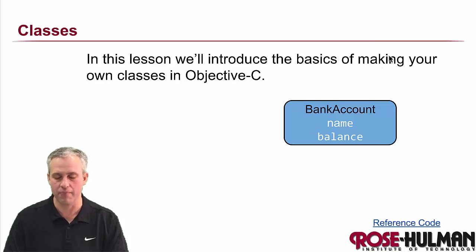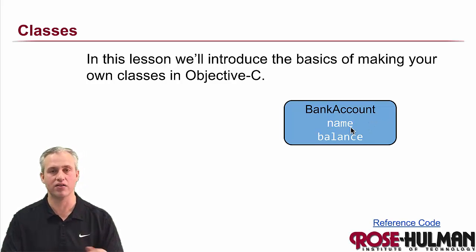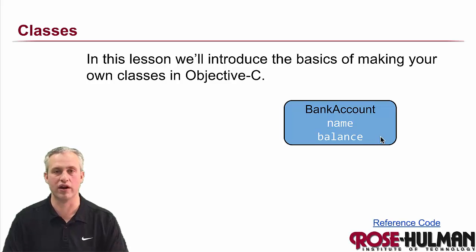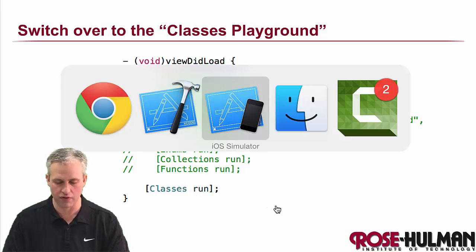No shock on that. We're going to go ahead and make our bank account class again, same one that we did in Swift. The bank account's going to have two properties, name and balance, and it's going to have methods for deposit and withdrawal, and we're also going to make it to where you can print it this time. So the first step is to go ahead and switch over your playground to be the classes. So I'll go ahead and hop over and do that.